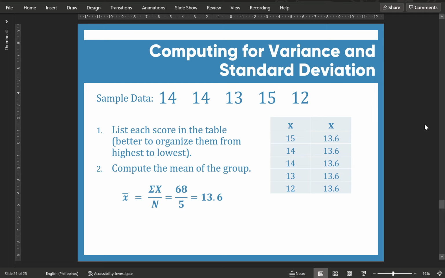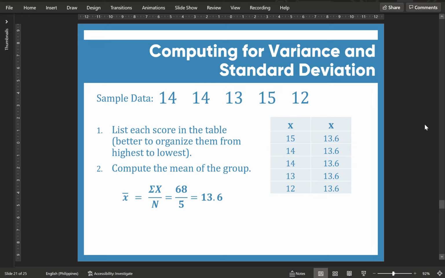Hello, now we'll have a video tutorial on the measures of variability or measures of dispersion. Last time in our lecture, we discussed how to compute for variance and standard deviation by means of manual calculation, and now I'm going to teach you how we're going to do it in MS Excel.